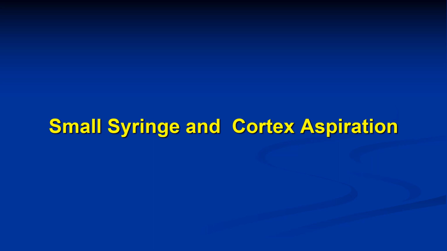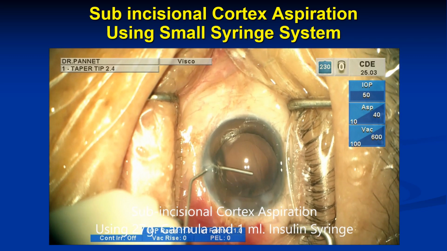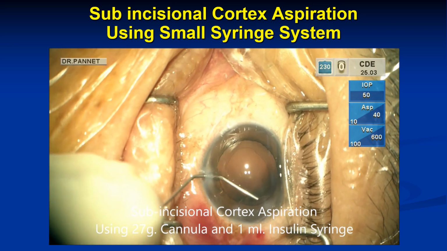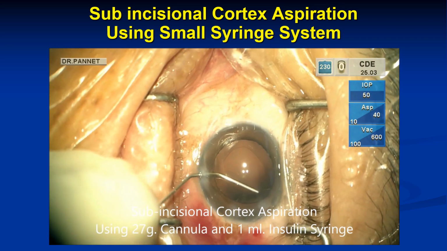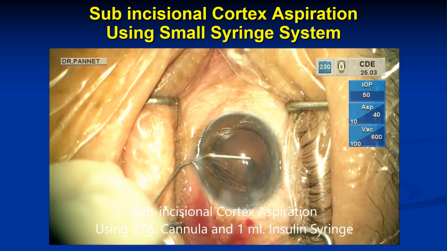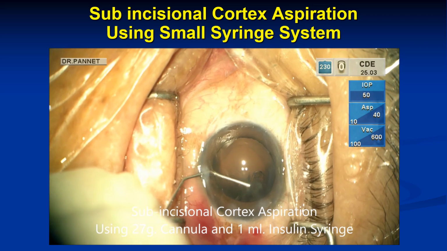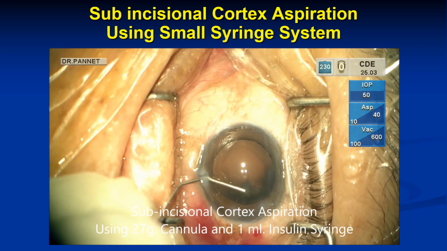The small syringe system is very powerful and can be used for subincisional cortex aspiration. After viscoelastics injection to fill the anterior chamber and capsular bag, the remaining cortex can be pulled from the subincision and aspirated, using a bent 27 gauge cannula connected with a 1 ml insulin syringe.